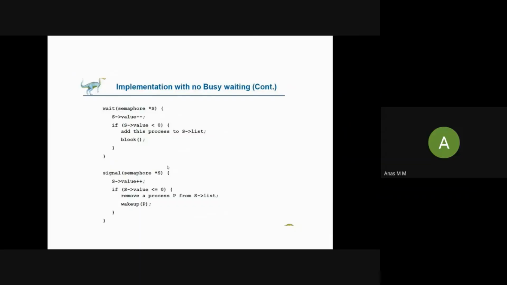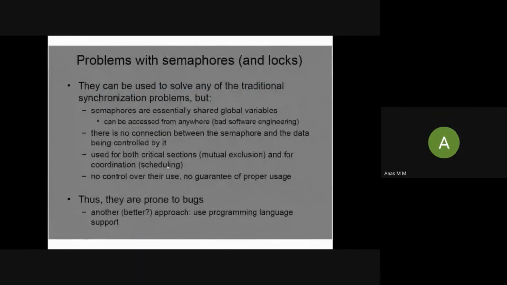And when we implement semaphores, we have some real life problems. They can be used to solve any of the traditional synchronization problems, but semaphores are essentially a shared global variable. In our algorithm, it is S, so it can be accessed from anywhere. So it will create some issues. There is no connection between semaphores and the data being controlled by them. They are used for both critical section and for coordination. There is no control over their use, and no guarantee of proper usage.